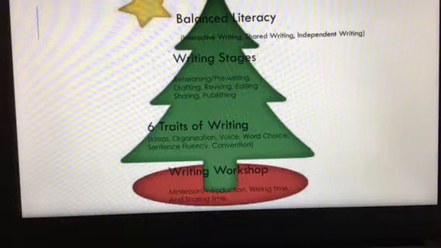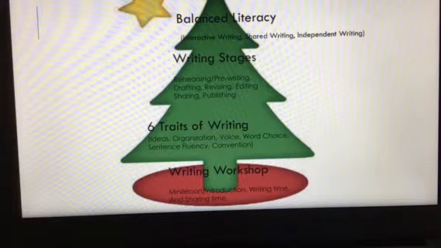Finally, we apply all the knowledge from the stages of writing, the traits of writing, and what was taught during writer's workshop. This allows balanced literacy to take place. First is interactive writing, which is when the teacher and the student share the pen and they formulate ideas and write them on a single piece of paper.